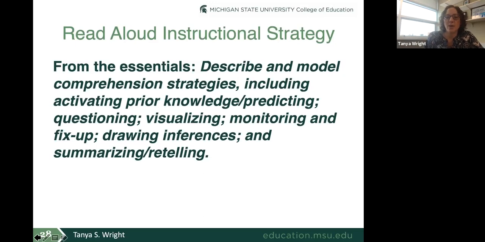So just a couple of points about these before we watch this video, which is actually an example of drawing inferences. First is we're trying to teach kids to be strategic, not a particular strategy. So being strategic means when I don't understand, I have some things I can try to help myself better understand the text, right? Just like you or I would as a reader.